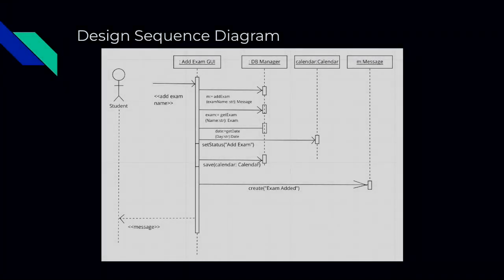This design sequence diagram describes adding an exam to the calendar. First, add exam and get date are sent to the database manager. Add exam is sent and saved to calendar. Then a message that says exam added is created as a pop-up window.